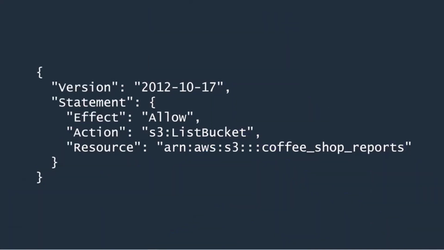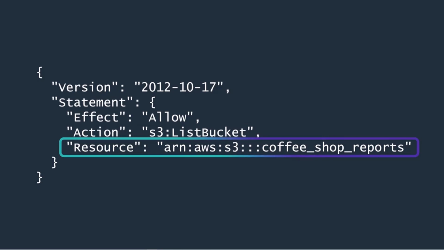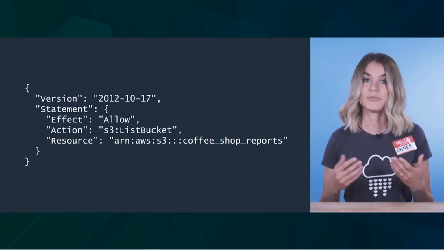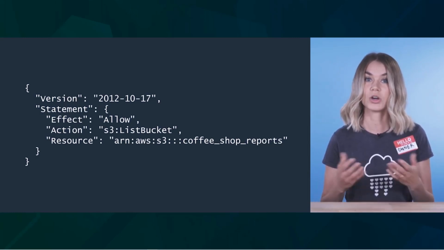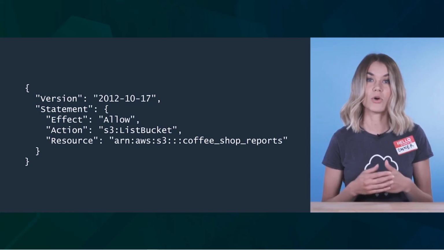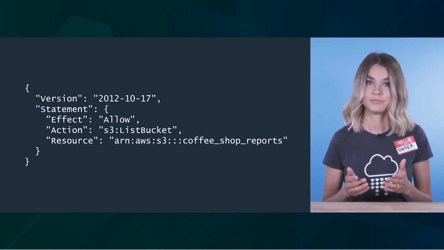Let's look at this quick example. In this example, you can see we have a permission statement that has the effect as allow, the action as S3:ListBucket, and the resource is a unique ID for an S3 bucket. So, if I attach this policy to a user, that user could view the bucket coffee shop reports, but perform no other action in this account.